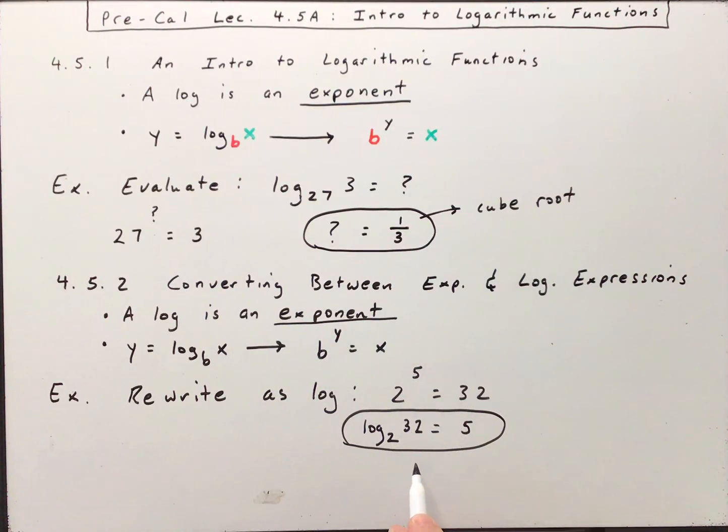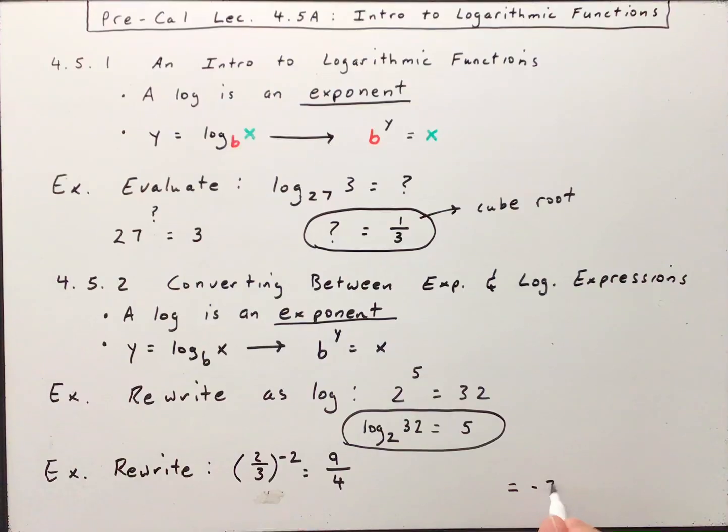All right, let's see if I can squeeze in another one with the same instructions. We're just going to rewrite 2/3 to the negative 2 power is equal to 9/4. Okay, negative 2 is the answer. Negative 2 is by itself on the equal sign.